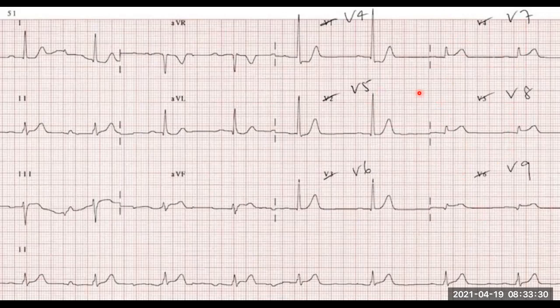Now, in this case, we would have suspected a right-sided and a left-sided. So you do an 18-lead ECG, a formal 15-lead ECG, and check. Why is this so important? Why is it so important that we know this?